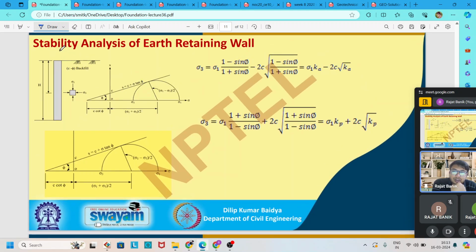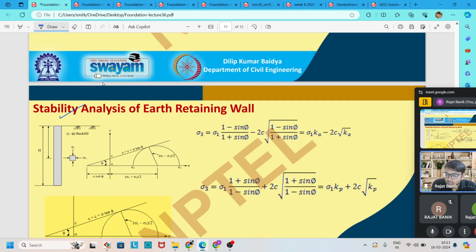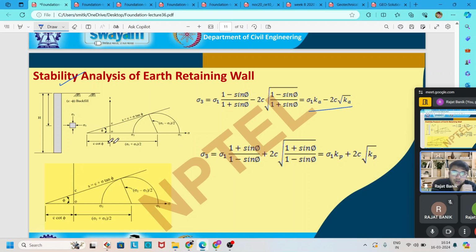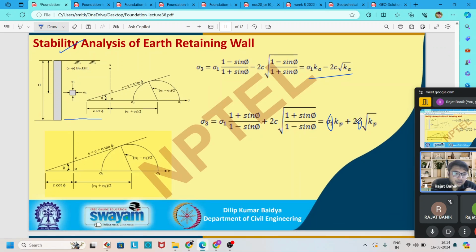We also learn that the previous formulas are only for cohesionless soil, but if cohesion is present, that means for c-phi soil, the formula changes a little bit. For active earth pressure, the pressure at the bottom of the wall is equal to sigma 1 Ka minus 2c root over Ka, where sigma 1 is the vertical stress and c is the unit cohesion of the soil. In the passive case, it changes and is equal to sigma 1 Kp plus 2c root over Kp, where again sigma 1 is the vertical stress and c is the unit cohesion.